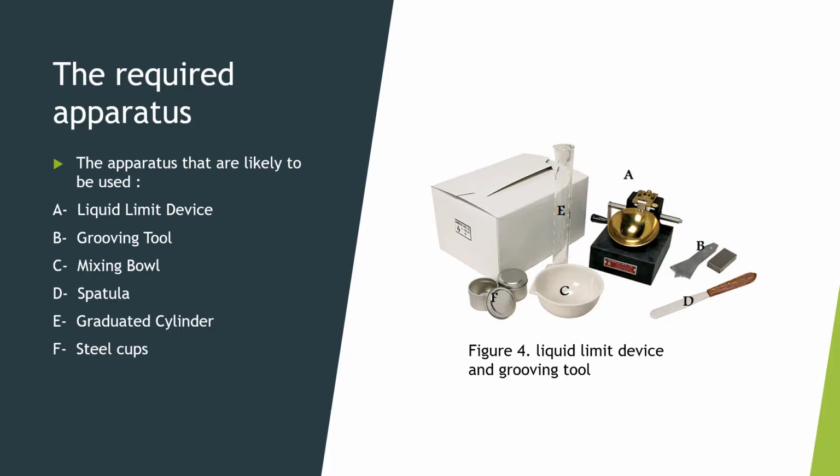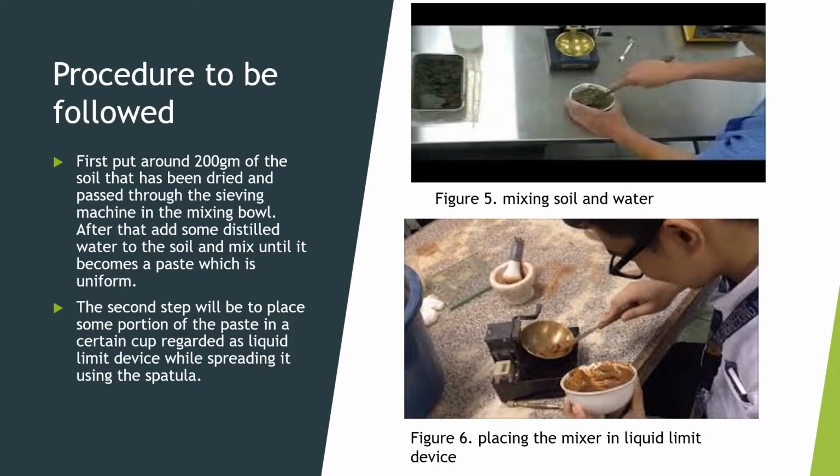Before we go to the procedure, we need certain equipment to do the experiment. The equipment that is likely to be used is as shown in figure 4: liquid limit device, grooving tool, mixing bowl, a spatula, graduated cylinder, and steel cups. After we get the equipment that we need for the experiment, we can now start together so that you can understand well how a liquid limit test is carried out.